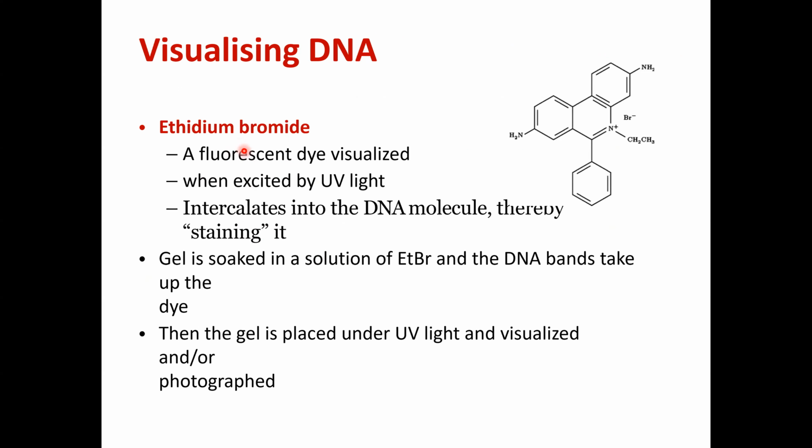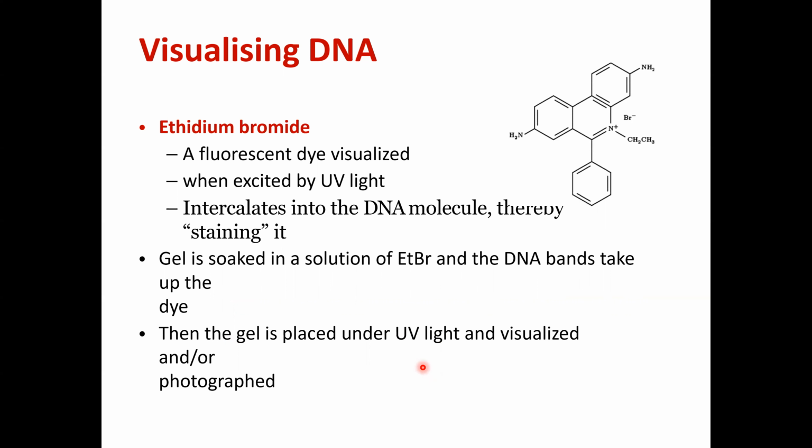So we have here a fluorescent dye for visualization. Under the UV light, it will appear blue or sometimes purple, no? When excited, it will intercalate into DNA molecules, thereby staining them. Since it intercalates in the DNA molecules, it reflects in the UV light. So you can see this one. The gel is soaked in the solution of EtBr, and the DNA bands take up the dye.